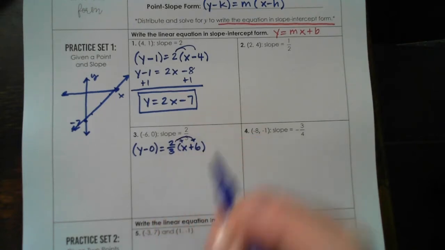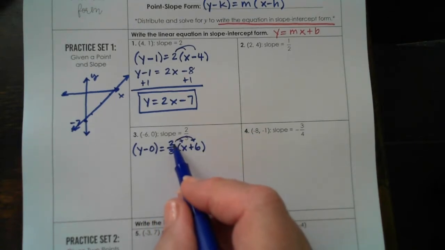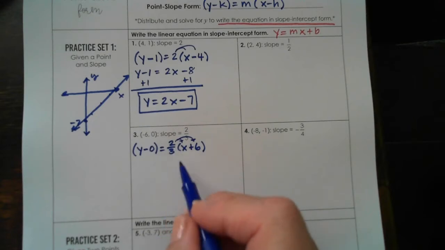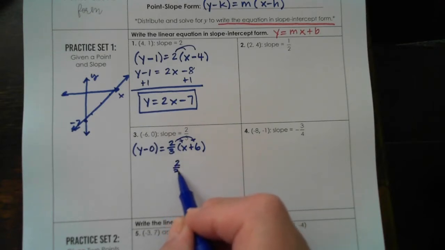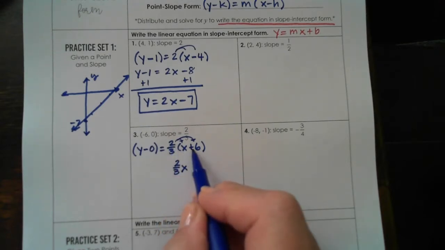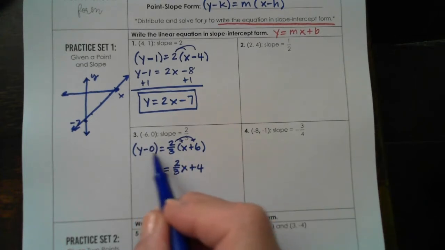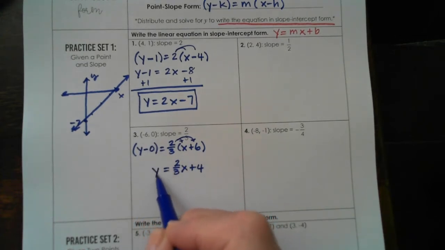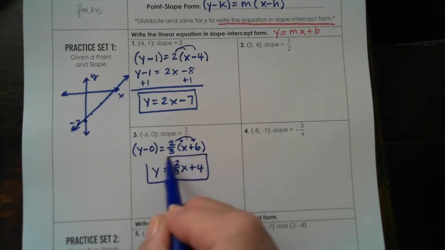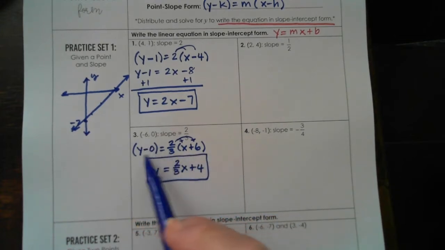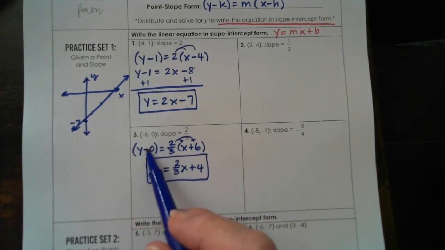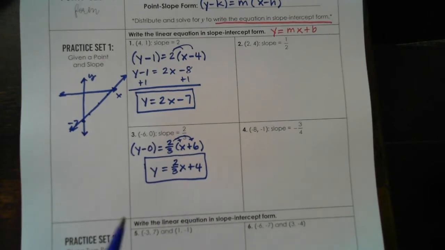So we're going to be distributing the 2/3. 2/3 times x is 2/3 x. 2/3 times 6, the 3 cancels with 6 to give you 2, and 2 times 2 is 4. So that's distributing the 2/3. On the other side, I've got y minus 0, which is simply y, and you're done with that problem. That was all there was to it, since we didn't have to subtract or add anything on the left-hand side. We have y all by itself, so we've got it in slope-intercept form.